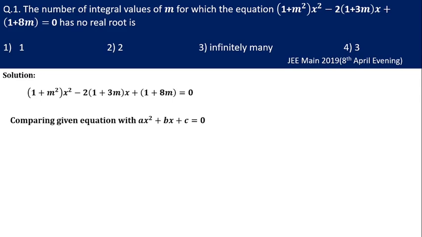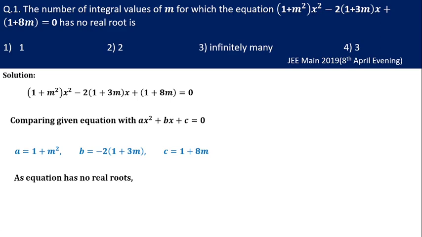Now comparing these two equations, we can write certain values: a is 1 plus m square, b is minus 2 into 1 plus 3m, and c is 1 plus 8m. These are the values of a, b and c. Now look at the question carefully. Here what they have mentioned is no real roots. Now no real roots stands for roots are imaginary.